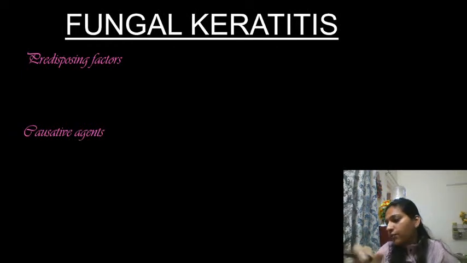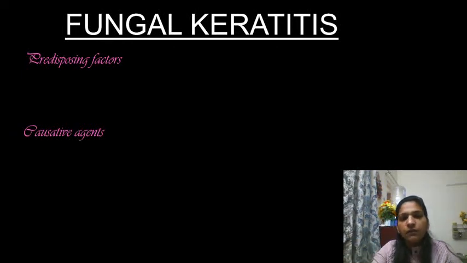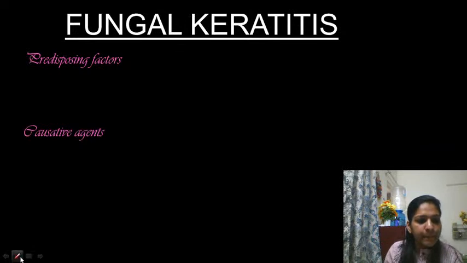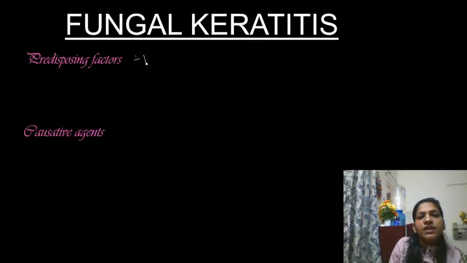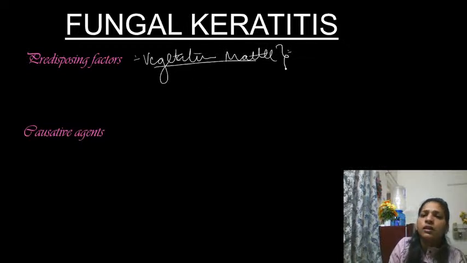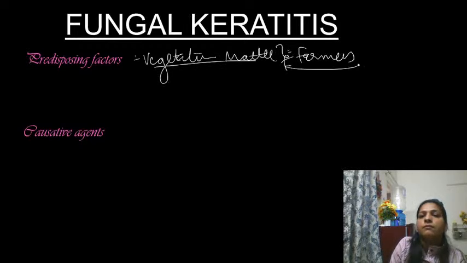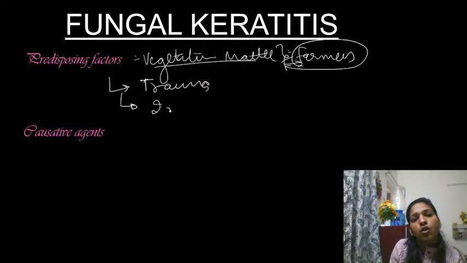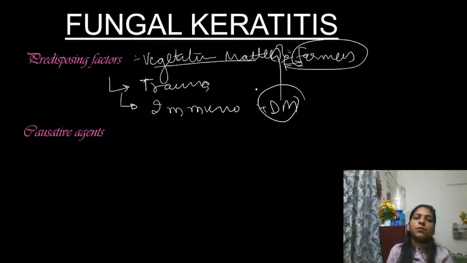Now fungal keratitis, you have to tell me the predisposing factors. Now come on people, tell me. Vegetative trauma, yes. Vegetative matter trauma mostly occurs in farmers. Farmers are more predisposed to vegetative trauma, and any other trauma can also cause fungal keratitis. Immunocompromised patients, like diabetes mellitus, are also more predisposed to fungal keratitis.